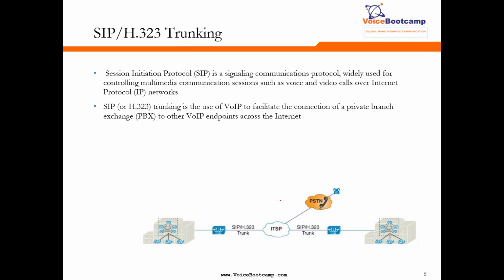Now, CUBE uses either SIP or H.323. SIP happens to be a signaling communication protocol, which is used for controlling multimedia communication sessions, such as voice and video calls over the Internet Protocol. Now, you can either use a SIP trunk or an H.323 trunk in order to facilitate the connection between your private branch exchange and any other VoIP network. So here's the example: your Call Manager via the CUBE to a SIP trunk to your service provider.